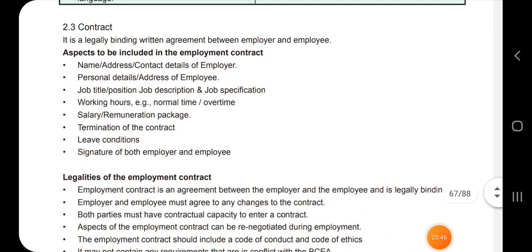So now we're going to be talking about a contract. A contract is a legally binding written agreement between employer and employee.